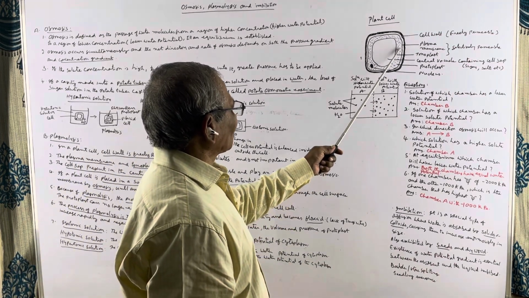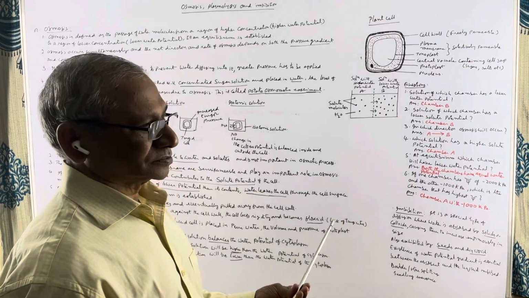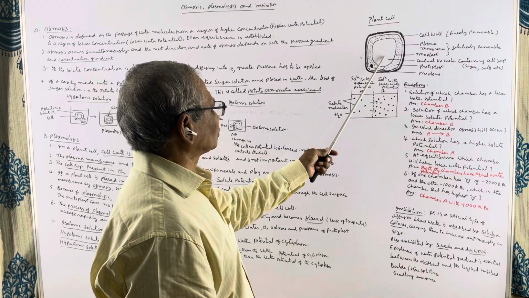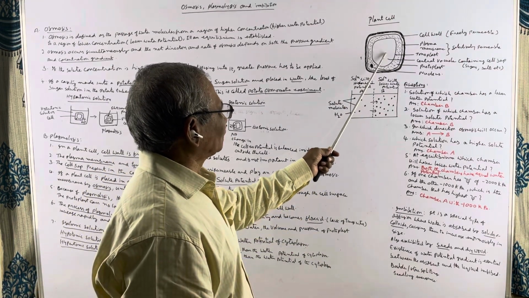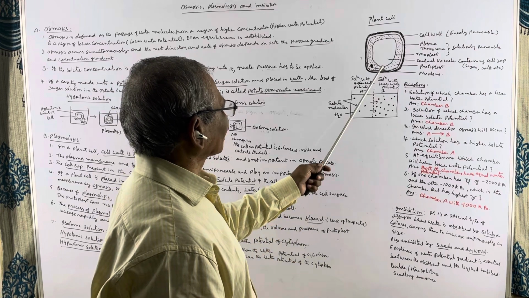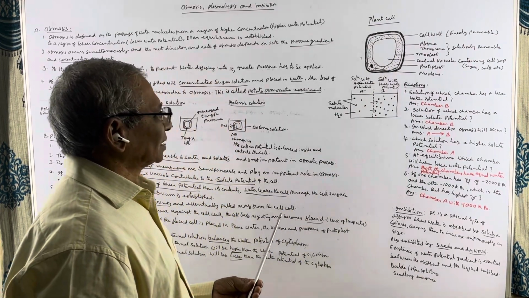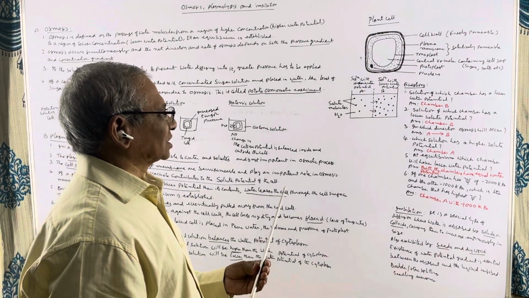Then the cytoplasm is surrounded by a plasma membrane. In the cytoplasm we find a nucleus and also a central vacuole. The central vacuole is filled with cell sap and surrounded by a membrane known as tonoplast. In the cell sap we find a number of dissolved sugars, salts, etc.